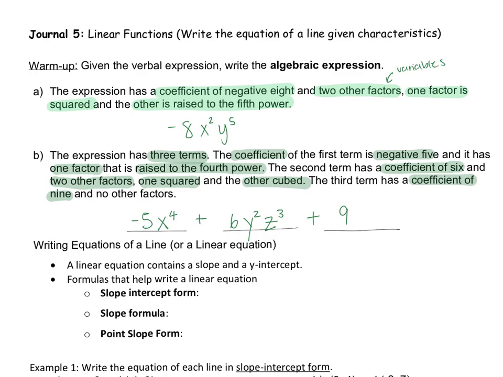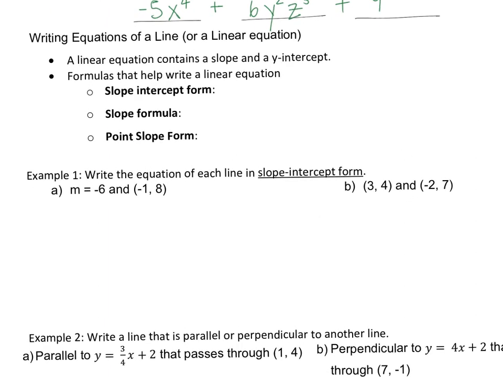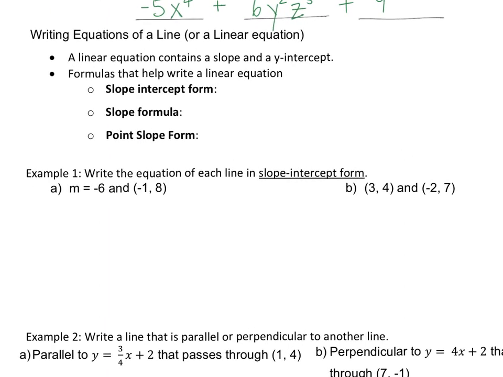All right, now that we're warmed up, let's go into writing an equation of a line. To write an equation of a line, it's really important that we have it in slope-intercept form. You might remember slope-intercept form is y equals mx plus b. When you're writing a linear equation, you need a slope and a y-intercept, which is your b here. So here are some formulas that might help you.